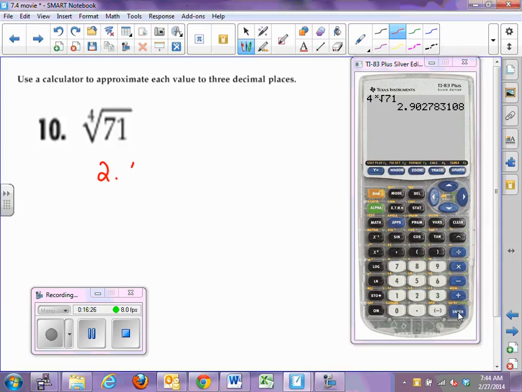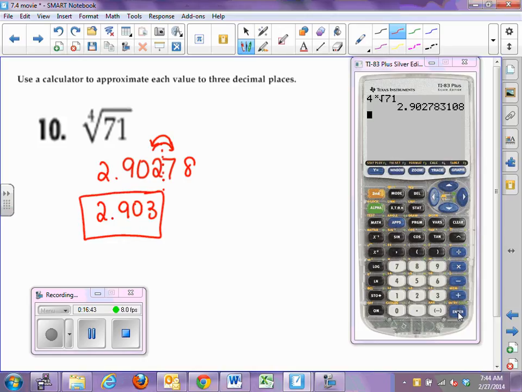So I get 2.90278, and if I only want 3 decimal places, I take a peek at the next digit. If that is a 5 or more, I bump up this one. So I get 2.903. I'm looking for, of course, very precise answers. The calculator doesn't lie, and you have to show that you know how to round and read directions.